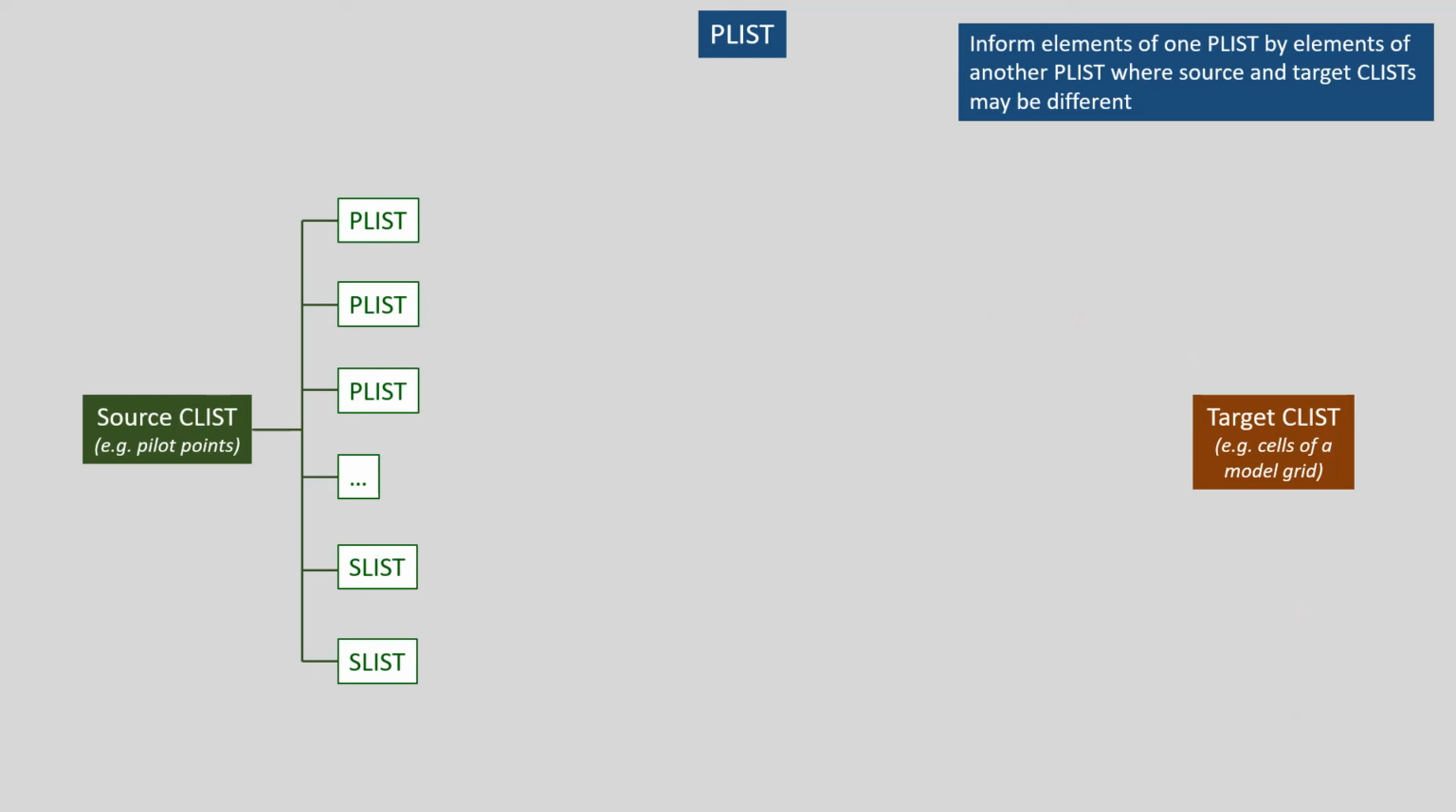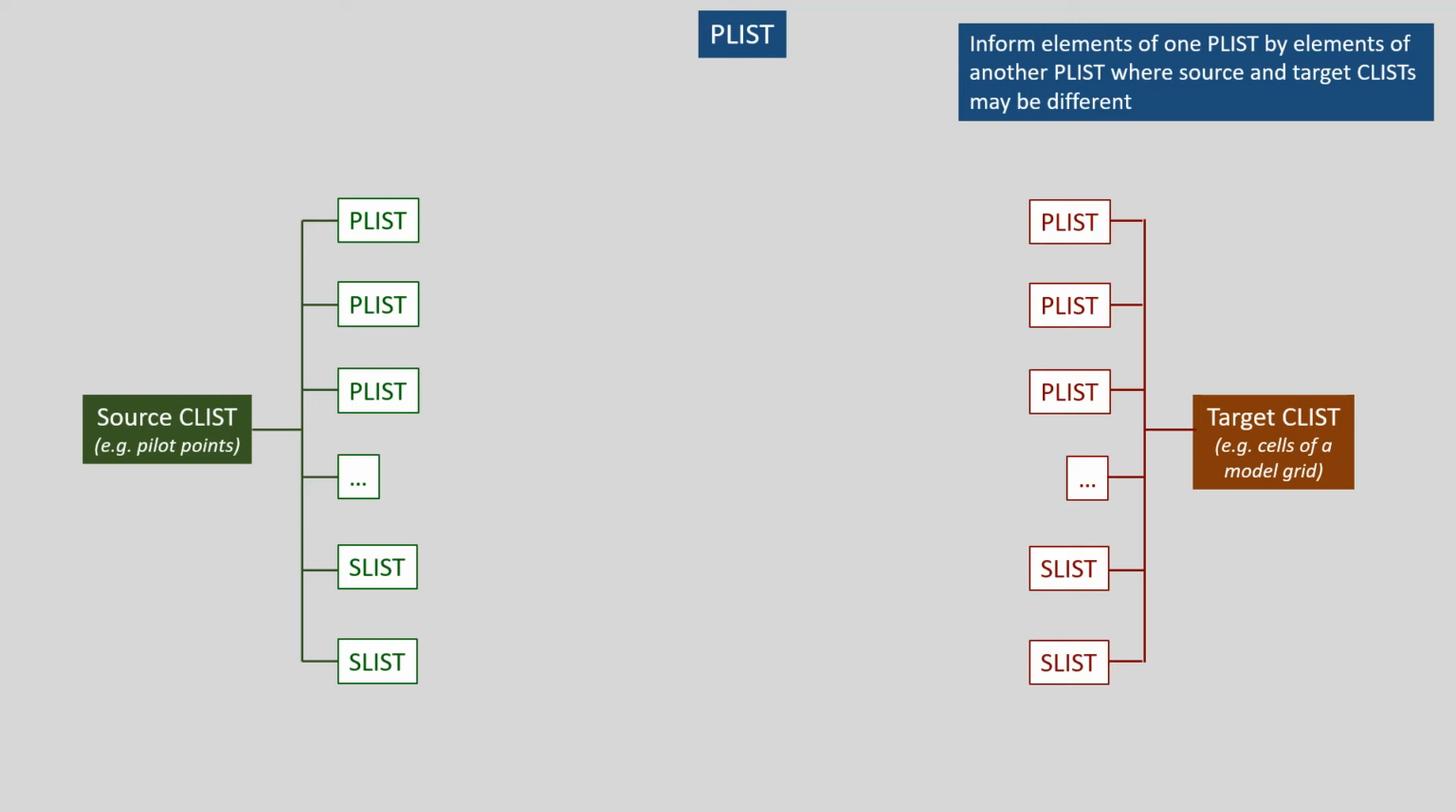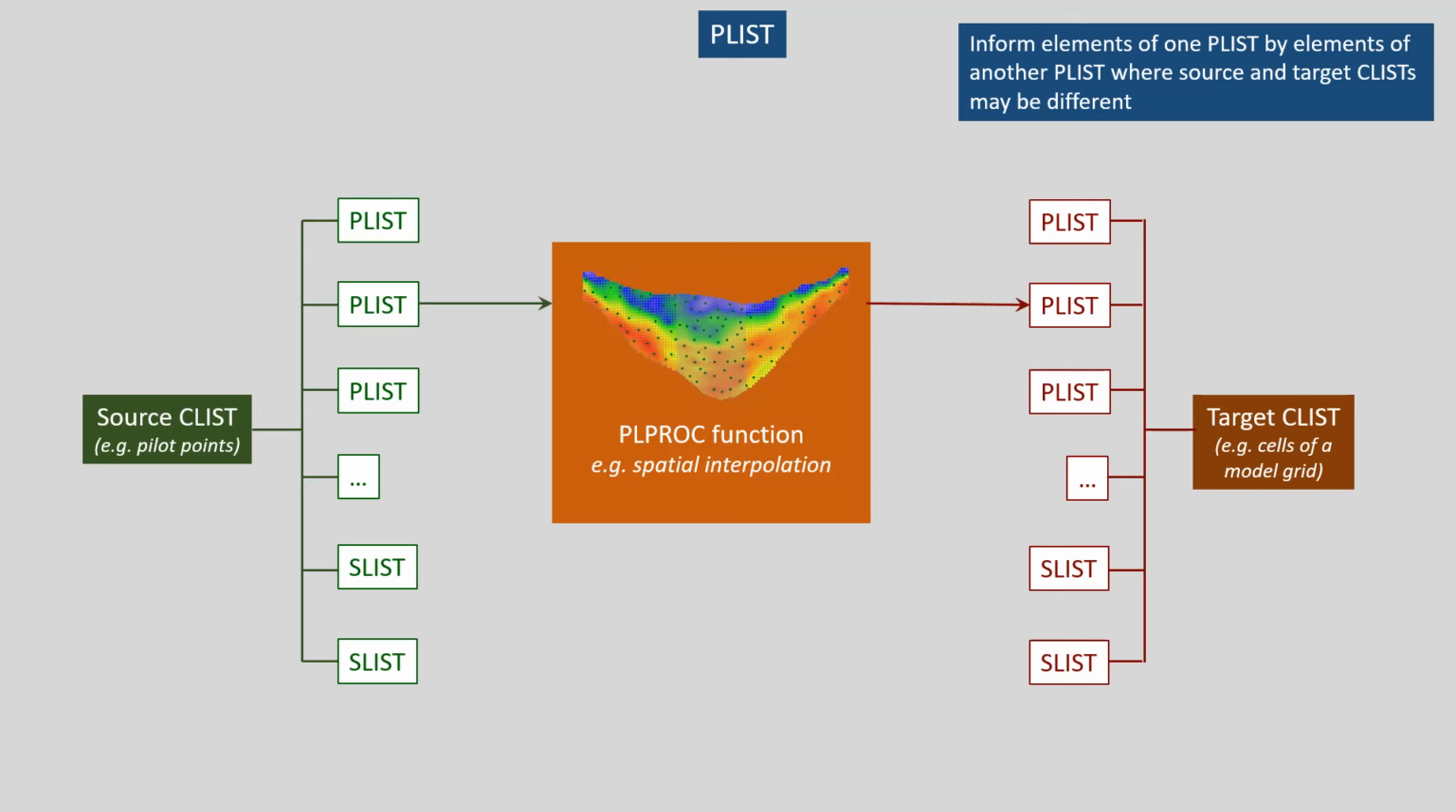So, the source CList may contain many child plists and SLists. The target CList may have its own child plists and SLists. A PLPROC function, such as spatial interpolation, will allow the filling of this plist or part of that plist by the elements of this plist or part of that plist. The operation of that function can be restricted to certain elements of the source CList and certain elements of the target plist. So let's have a look at some of these functions.